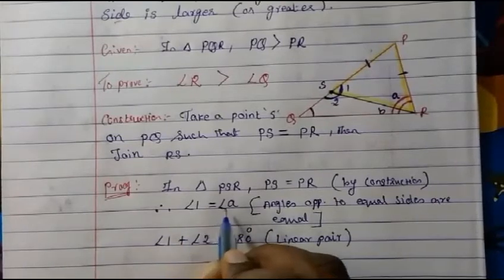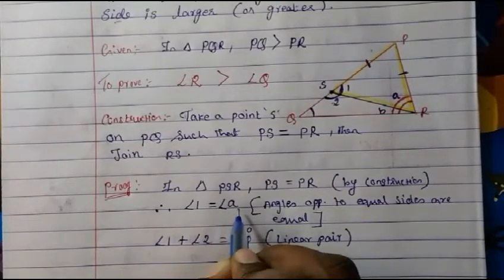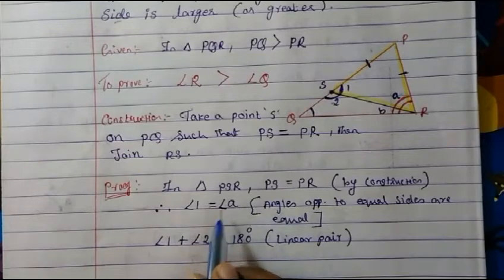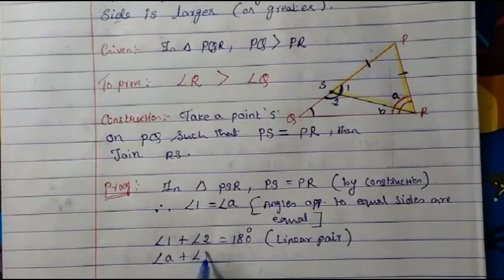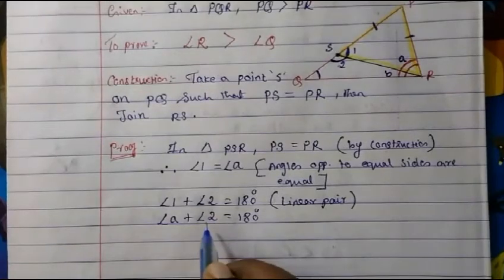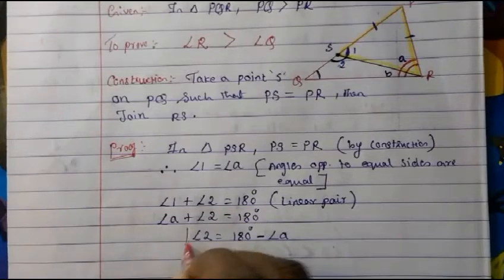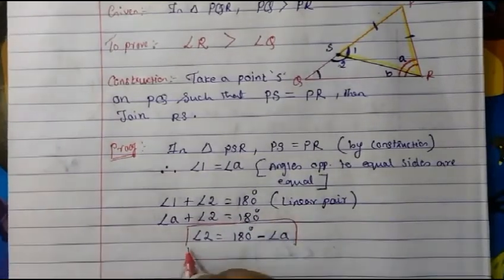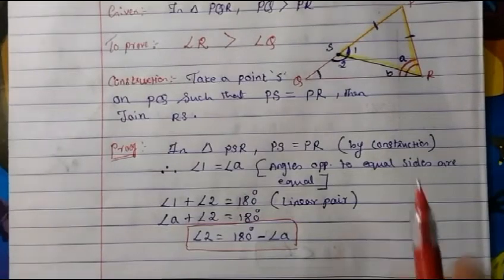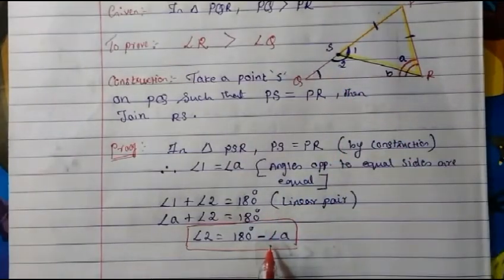Now angle 1 value, we know that angle 1 is equal to angle A. So instead of angle 1, we can write down angle A. In the place of angle 1, we will write angle A plus angle 2 equal to 180 degrees. So now let's get the value of angle 2. 180 degrees, this angle A comes to this side and becomes minus. Let's keep this because we are going to prove with this only. So angle 2 value is 180 minus angle A.